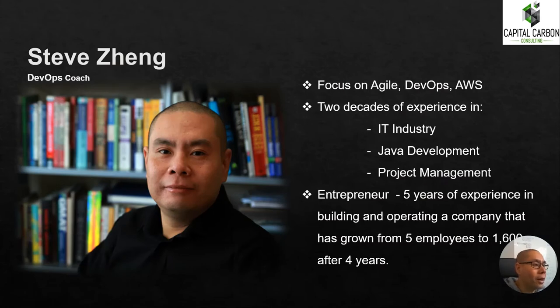Before we start, I'd like to introduce myself. I have worked in the IT industry for more than 20 years. In the first 10 years, I focused on the technical part. And then I started my entrepreneurial journey, which lasted for 5 years. My company grew from 5 employees to 1,600 employees in only 4 years. It's a big change. After that, I joined ThoughtWorks as a team coach. Basically, I think of myself as a Java developer with DevOps and Agile coaching skills.